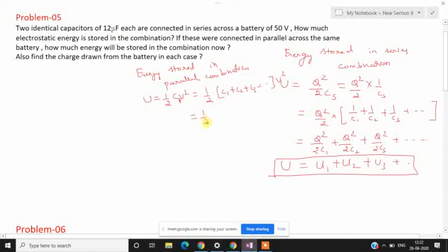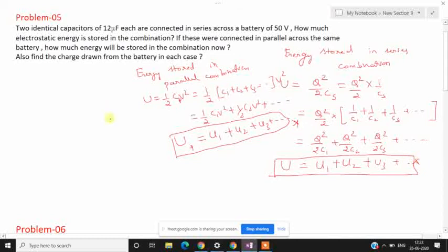Now I can write 1 by 2 C1 V square plus 1 by 2 C2 V square, and it goes on like this. So 1 by 2 C1 V square is nothing but the energy stored in the first capacitor, and similarly the energy stored in the second capacitor. This is also an algebraic sum of the energy stored in each capacitor. The energy stored in the parallel combination is also the algebraic sum of the energy stored in each capacitor. So both are the same.